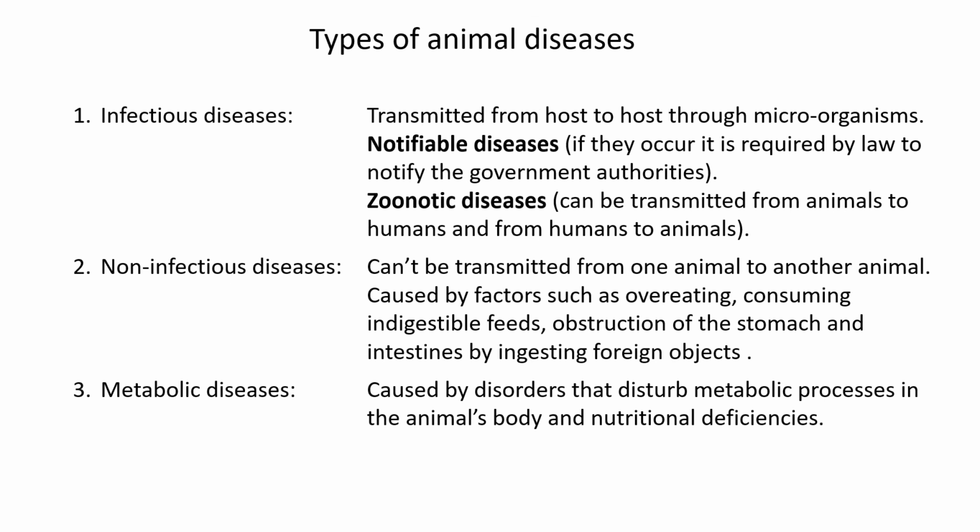Okay, then just quickly, second to last slide, types of animal diseases. We get 3 types: infectious, non-infectious, and metabolic. So infectious is actually the obvious one. This can be transmitted from host to host or animal to animal through microorganisms. So a virus can transmit it, or a bacteria can transmit it from one animal to the next.